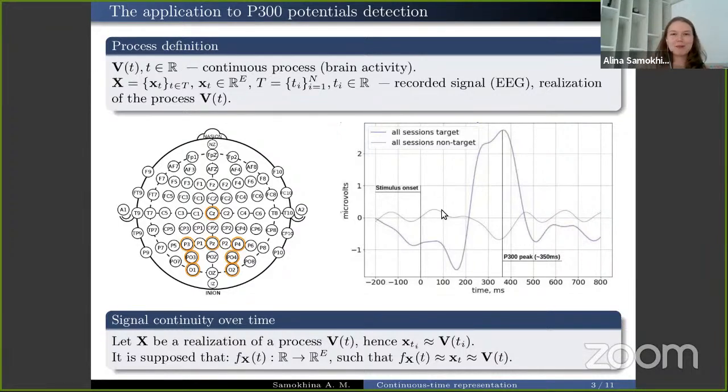To sum up, we have some continuous process, brain activity. We have a recorded signal, the electroencephalogram, a realization of this process. We want to do the simple classification task for EEG segments, whether it has P3 or whether it doesn't. But we also want to say that if we have such a realization, we can construct a function f so that this function would approximate our signal and it would be a continuous function.